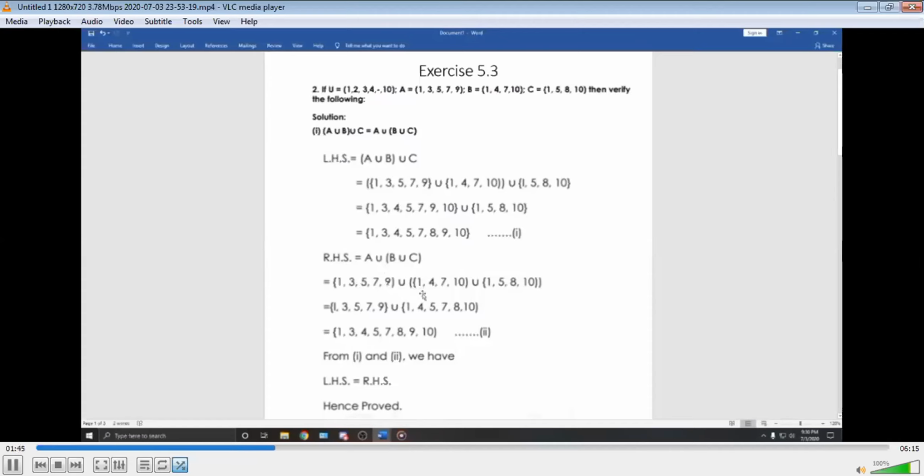So first of all, we will take the union of B and C. We get this joint set. After this, we will take the union of this set with A. After that, we get this set. We will name it as equation number 2.